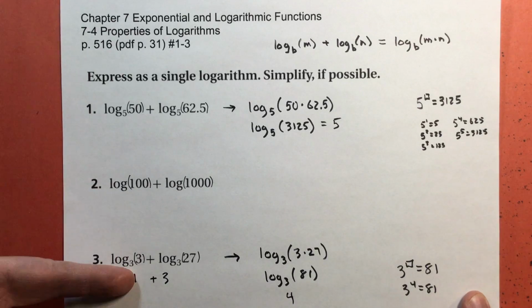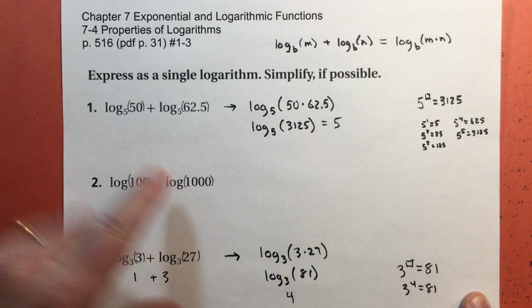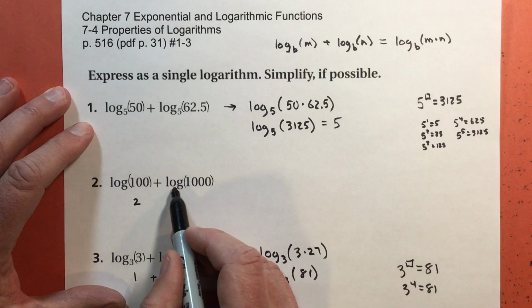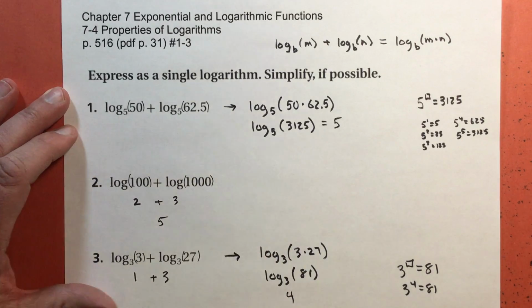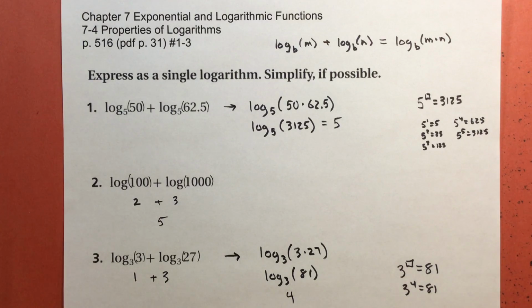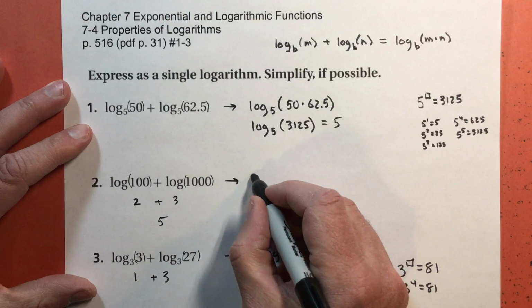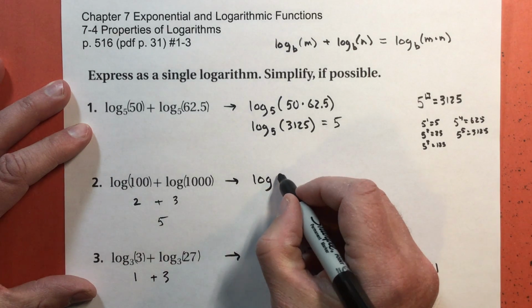Problem number 2 is a lot like problem number 3 in that I could figure that out. 10 to what power equals 100, that'd be 2. 10 to what power equals 1,000, that would be 3. 2 plus 3 is going to be 5. But that's not the purpose of these exercises. I need to write it as a single logarithm. The single logarithm is common log, and if you want to write base 10, you can. I don't have a problem with that.